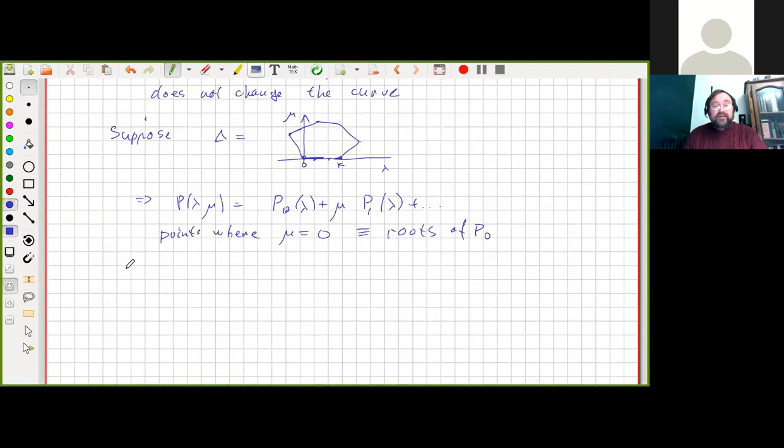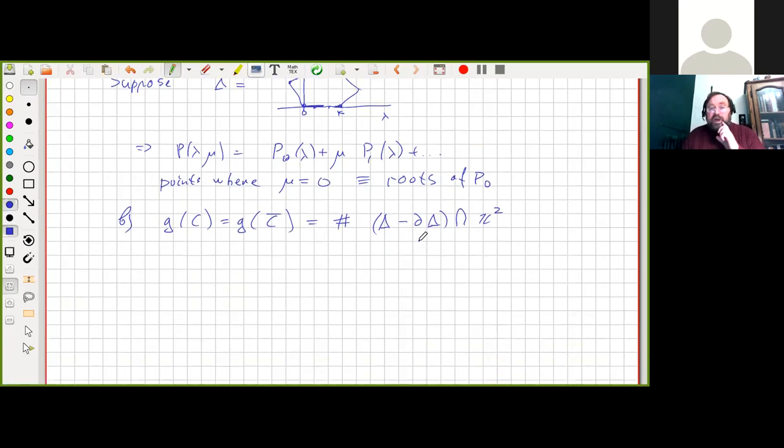So the second remark is that the genus of the curve, g of C, or C bar, of course, by definition the same thing, is equal to the number of points inside the polygon, minus the boundary intersected with Z^2. This is the simplest possible way to compute the genus of an algebraic curve. I'm not going to give the proof, but I'll sketch the argument.